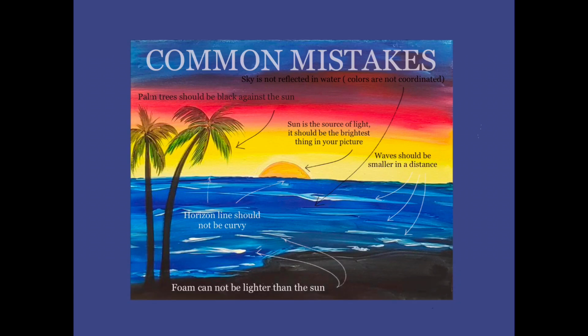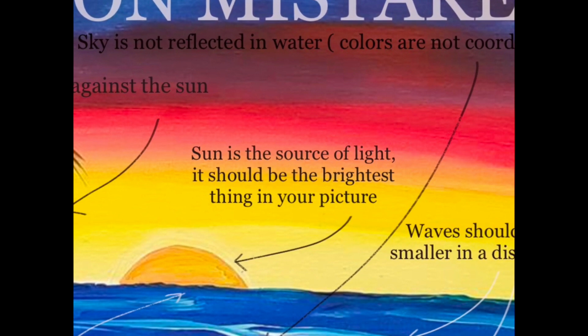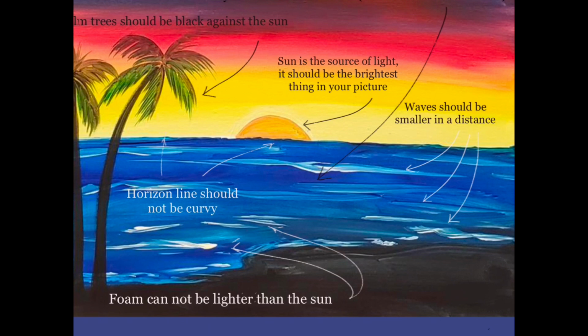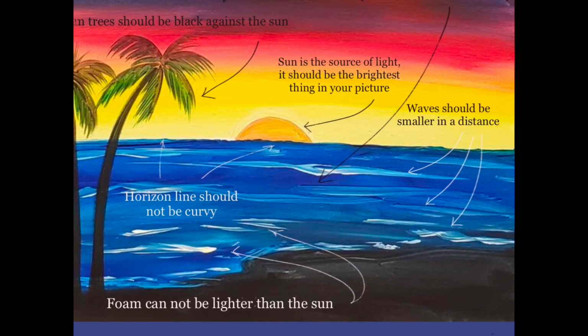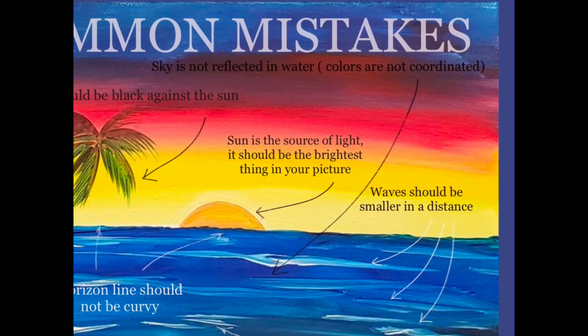I'd like to cover some common mistakes I have seen my students making a lot when they paint skies and water. So one of them is making the sun darker than something else in the picture. The sun is the source of light, and it should be brighter than the sky, and it should be brighter than the foam. Even if we know that the foam is white, it will be grayish or orangish, reflecting the sky. Water should be reflecting the sky also.